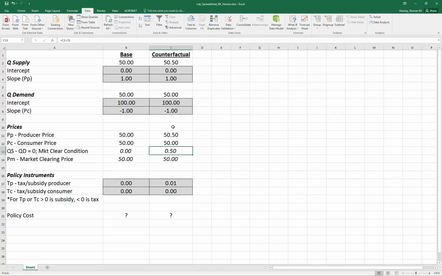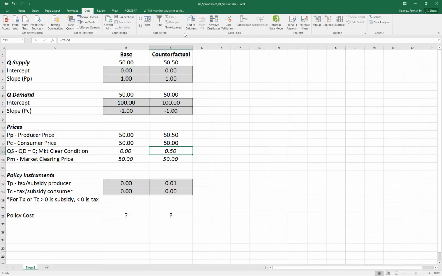We have an imbalance here. So our base case worked fine. Our counterfactual now has an excess supply. That means we don't have the market clearing price, right? So when we put a subsidy in, you end up moving the supply curve up, but you didn't do anything yet to the other side of the market, the demand side. And so we would need to actually go into goal-seek and resolve for this column solution.